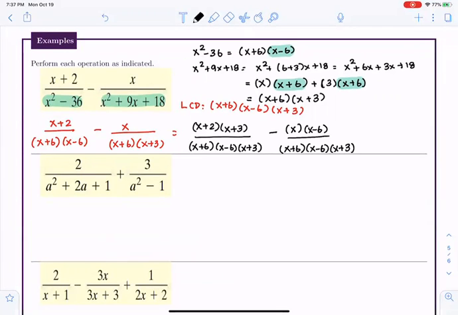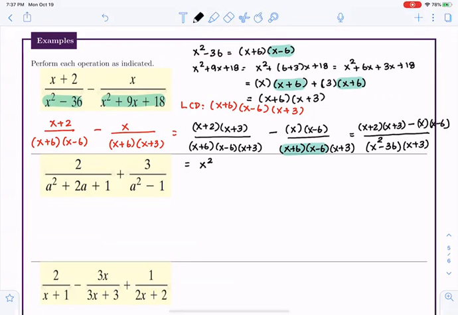We now have a common denominator, which I'm going to write in a simple way. Since I know for a fact x plus 6 times x minus 6 is x squared minus 36, I can write it now as x squared minus 36 times x plus 3. And combine the numerators. We have x plus 2 times x plus 3 minus x times x minus 6. Distribute and simplify if it is possible.